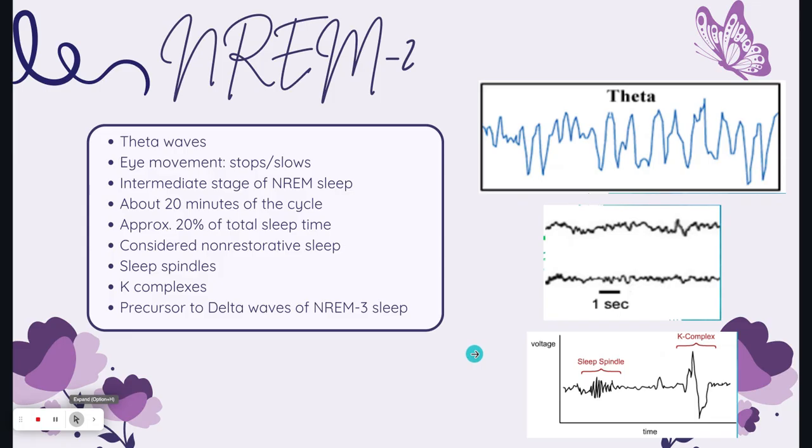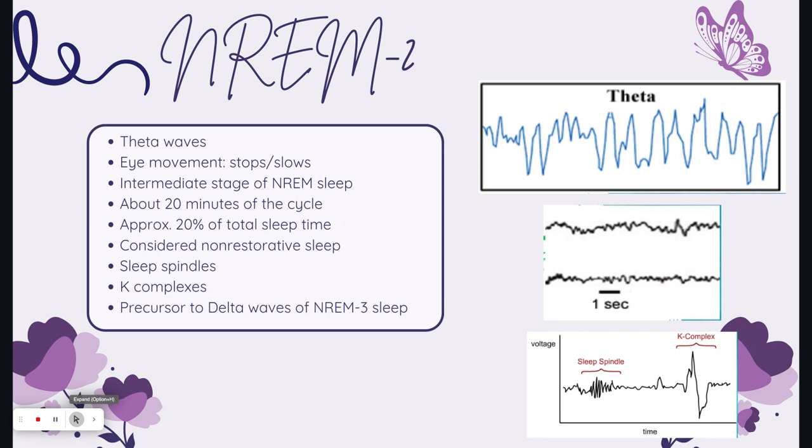Next is NREM 2. NREM 2 has just theta waves, as we can see in this image here. Our eye movement stops or slows down significantly. That's what we're seeing in this image. This is kind of an intermediate stage of NREM sleep. It takes up about 20% of our total sleep time, but it's considered non-restorative sleep.